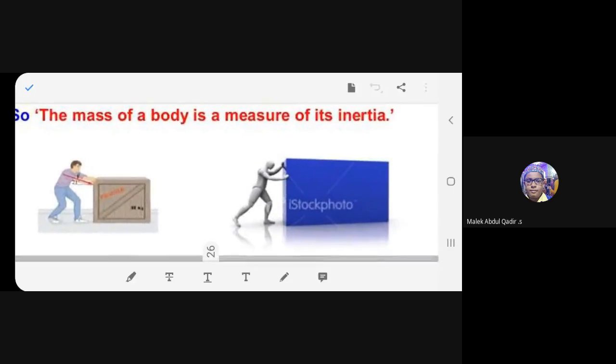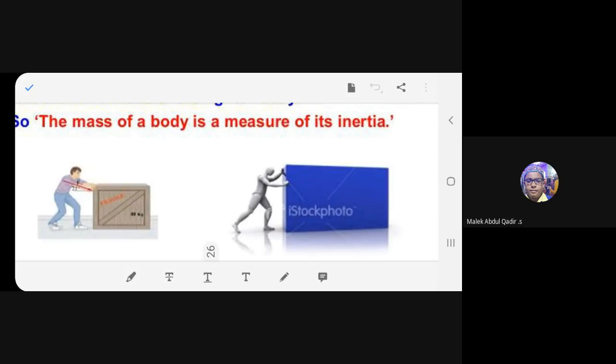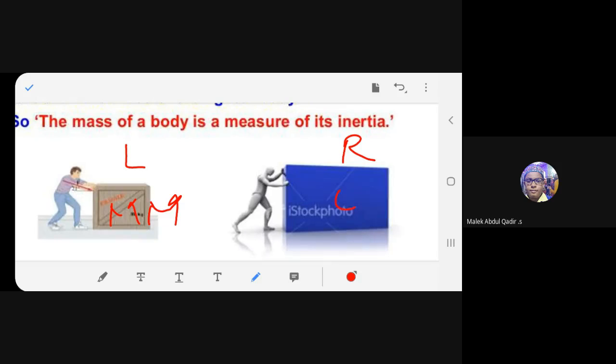You can see over here, this is more mass on the left one. This is left one and this is the right one. This is more mass, so more inertia. This is less mass, so less inertia. Is it clear?